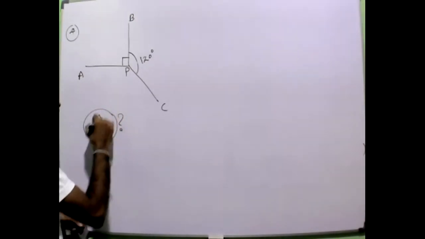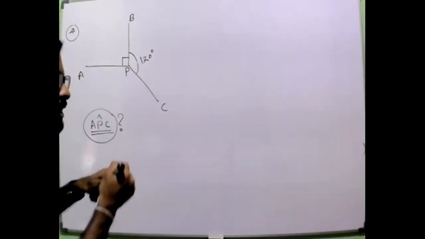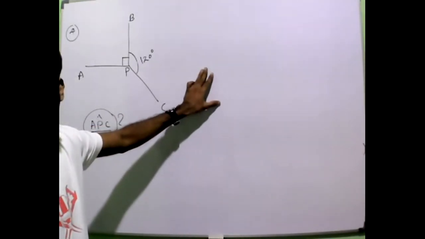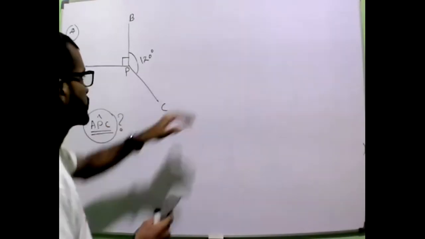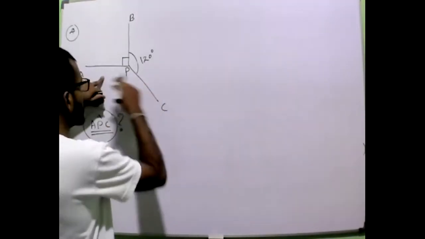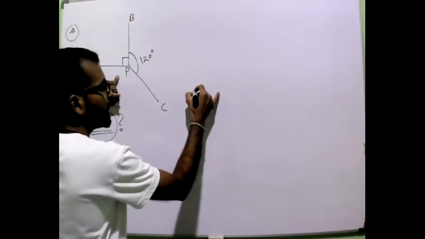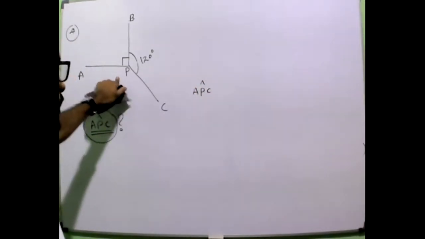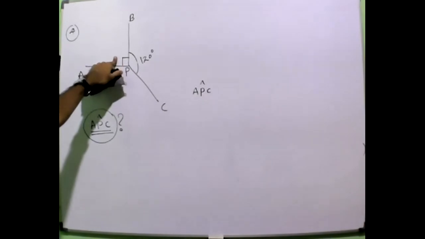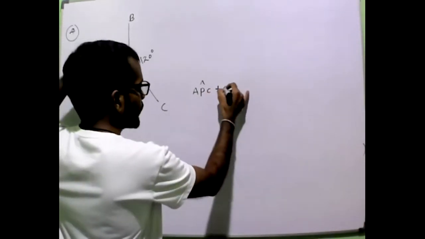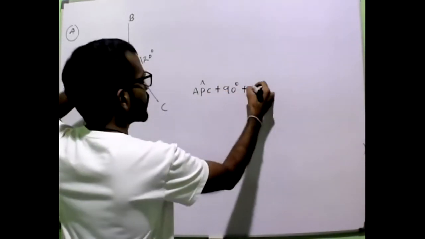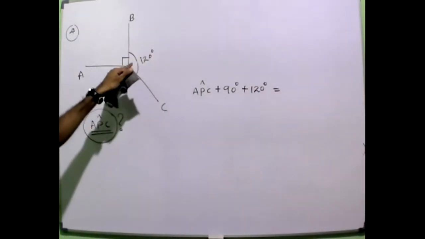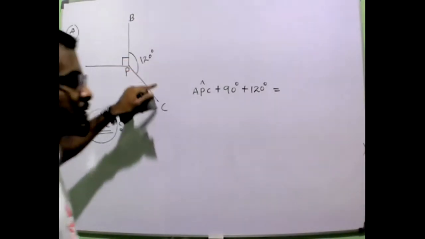I told you last week, please write down in the beginning what you have to find. What you have to find, right? So this is what I have to find, which is ABC angle. I want to find the magnitude of APC angle, right? APC angle. Then this is 90 degrees plus 120 degrees equals the sum of all angles around the point, which is 360.